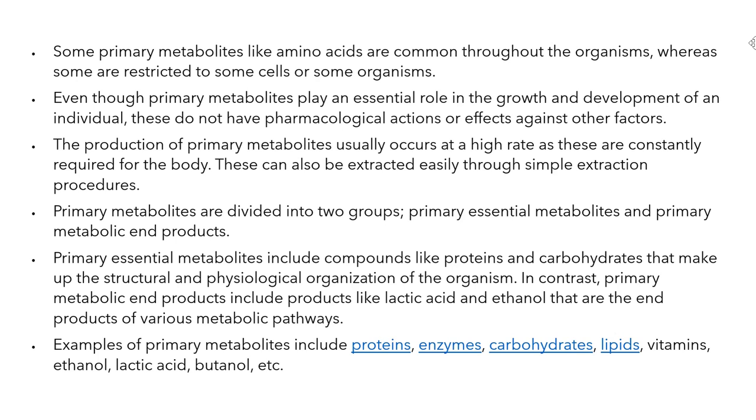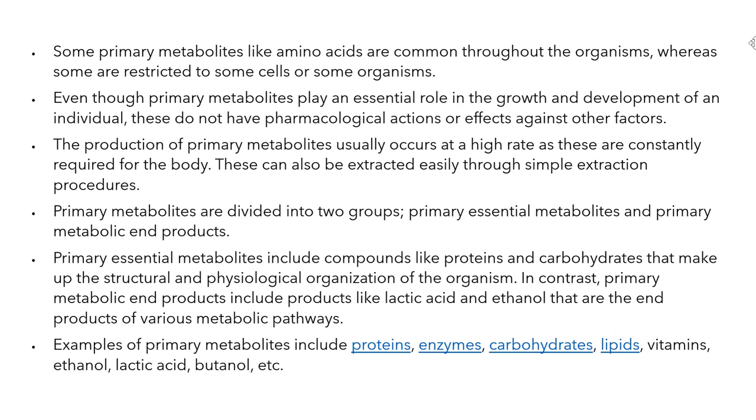In case of primary metabolites, they are the important compounds which are used in the normal growth, reproduction and structure of the body. They are essential ones, and they do not contribute to pharmacological actions against other factors. So these are important for the primary use only.